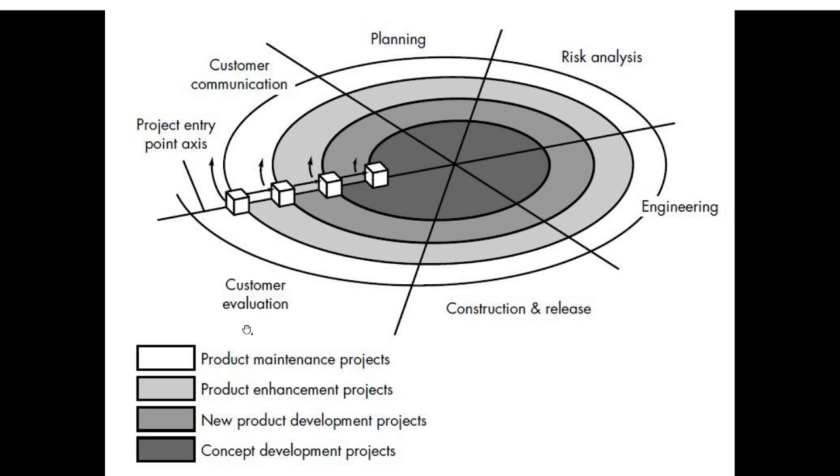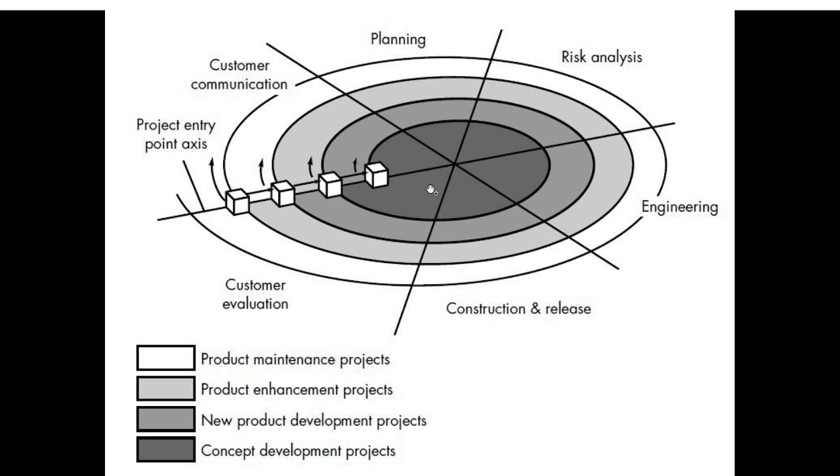Once you are done with customer evaluation, you have the anchor point. This anchor point generally helps us to take the feedback of the evaluation, whatever things have been given by this evaluation. We will take all the requirements here. The project entry point axis is the axis that tells us where we have to start. We started from here. So now what will we do? We will again go to communication, planning, and risk analysis.